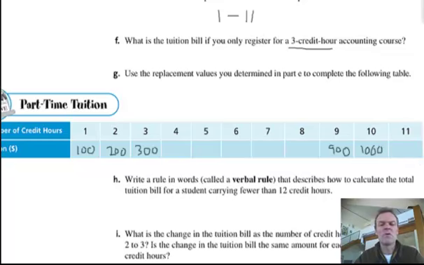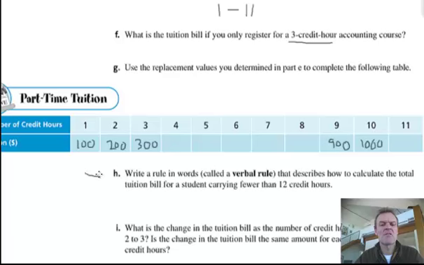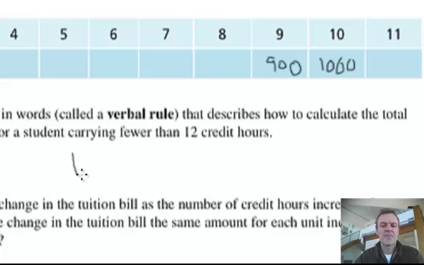So a verbal rule that describes what's happening, how to calculate the total tuition bill, is it's $100 per credit hour. That's basically it. Now I'm going to write a little equation in here, see if you can understand what I'm writing. And it's this. So y, the output, which is the tuition, is 100 times x. I'll put a little dot there.